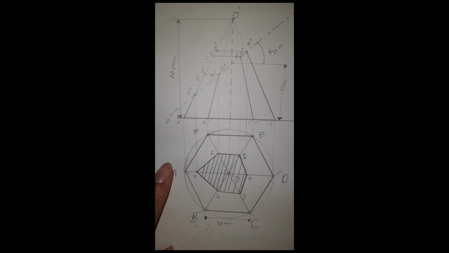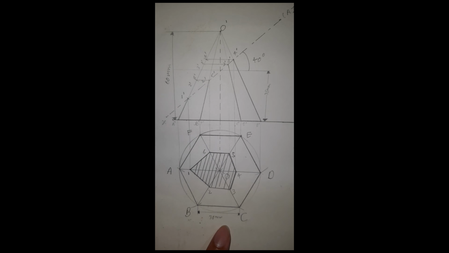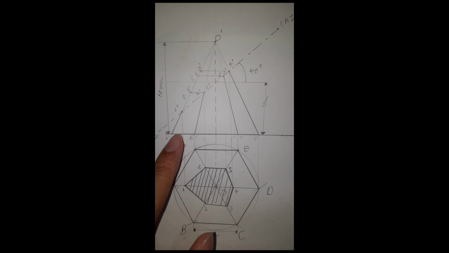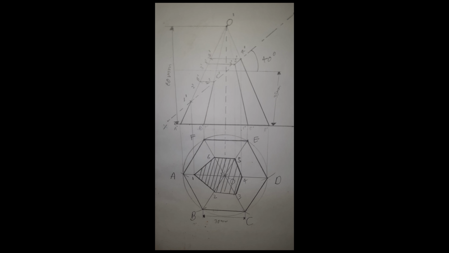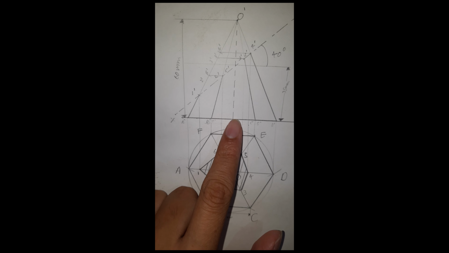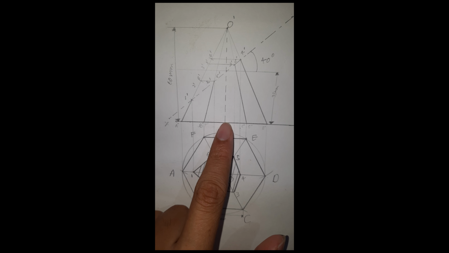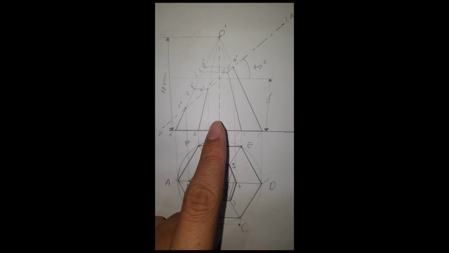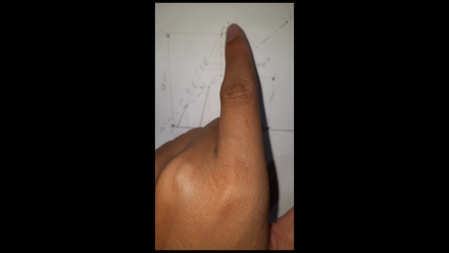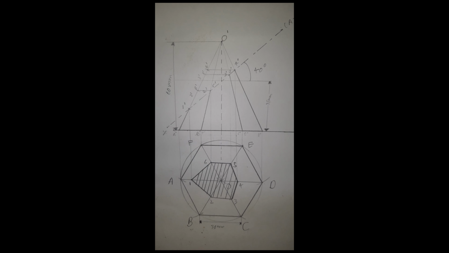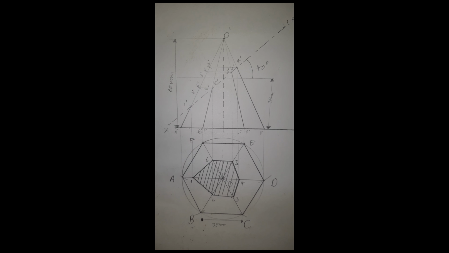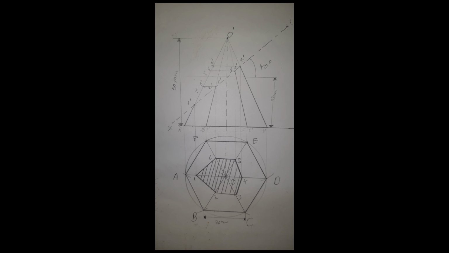Then we have taken the projections of A, F, E, D, C, B on the XY line as A dash, B dash, C dash, D dash, E dash and F dash. As mentioned in the problem, the height of the hexagonal pyramid is 60 mm. We have taken the length of 60 mm on the central axis and named it O dash, and joined O dash A dash, O dash B dash, O dash F dash, O dash C dash, O dash E dash, O dash D dash.